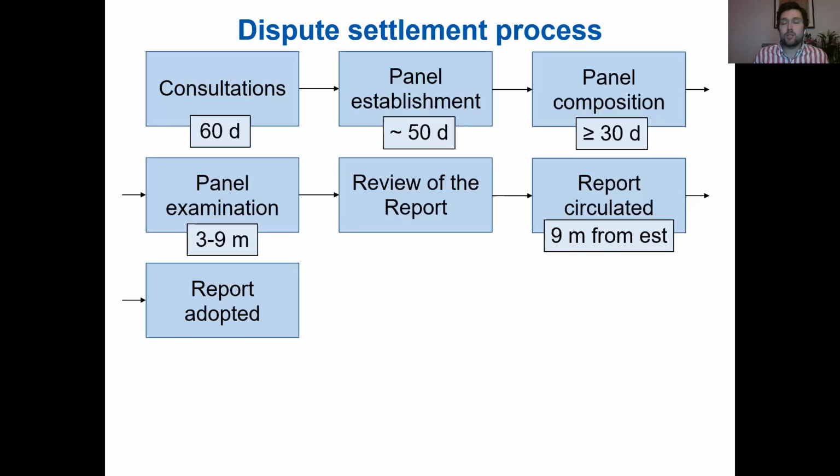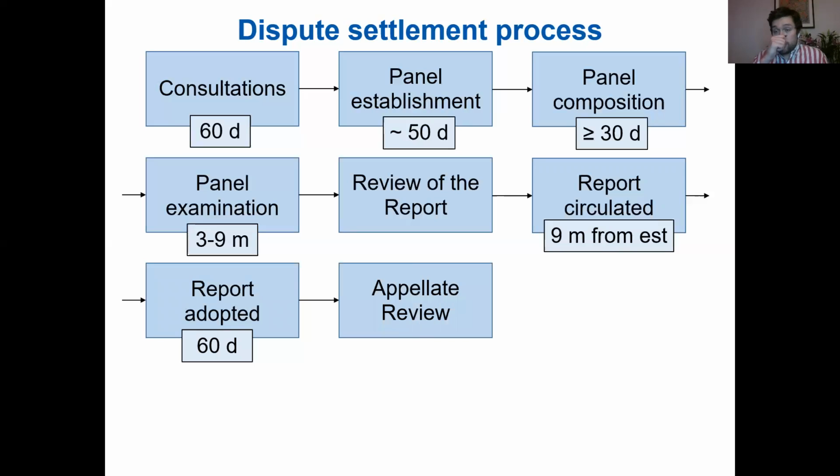So imagine that we have the meeting of the dispute settlement body that is scheduled to adopt the report, but then at this meeting, the parties identify their willingness, or one party identifies its willingness to appeal. And the appellate review is also provided for by the dispute settlement understanding.